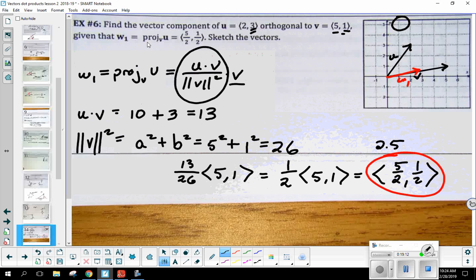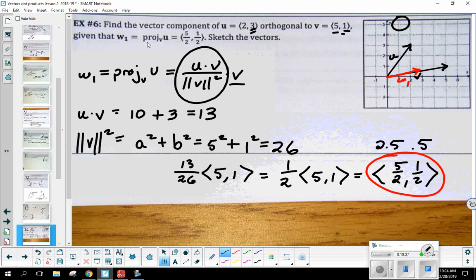2.5. 1 half as a decimal would be 0.5, right? We'll go from the initial to the terminal of that shadow. Are we actually going 2.5 right and then 0.5 up? That's what the formula is giving me. The projection formula will give me the component form of that shadow. Is it starting to make a little more sense now?